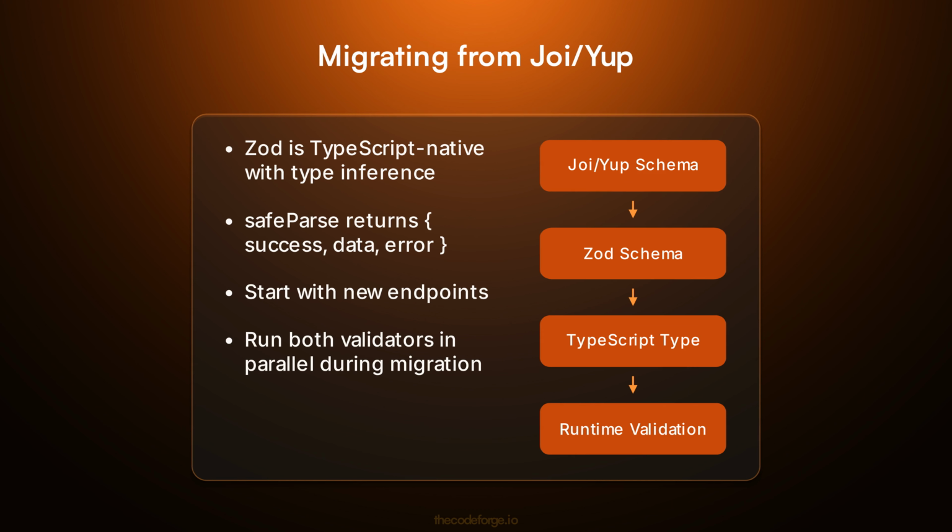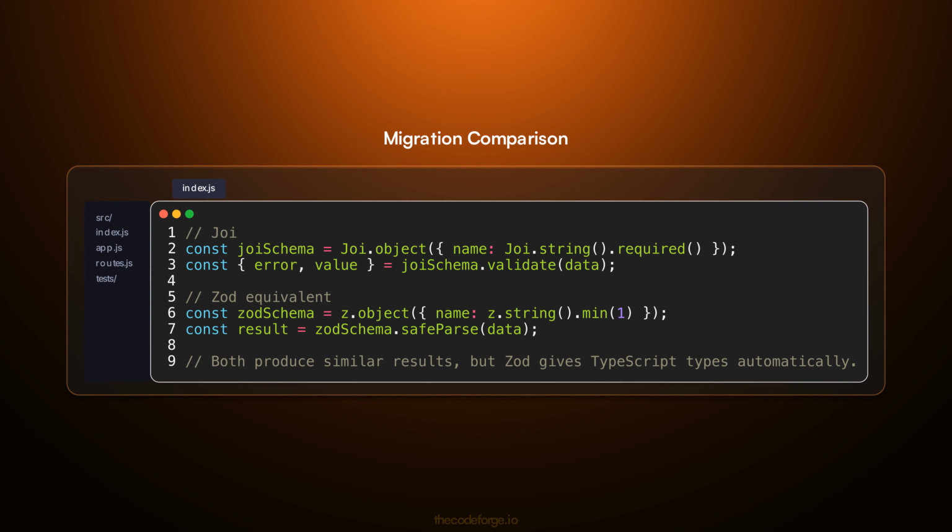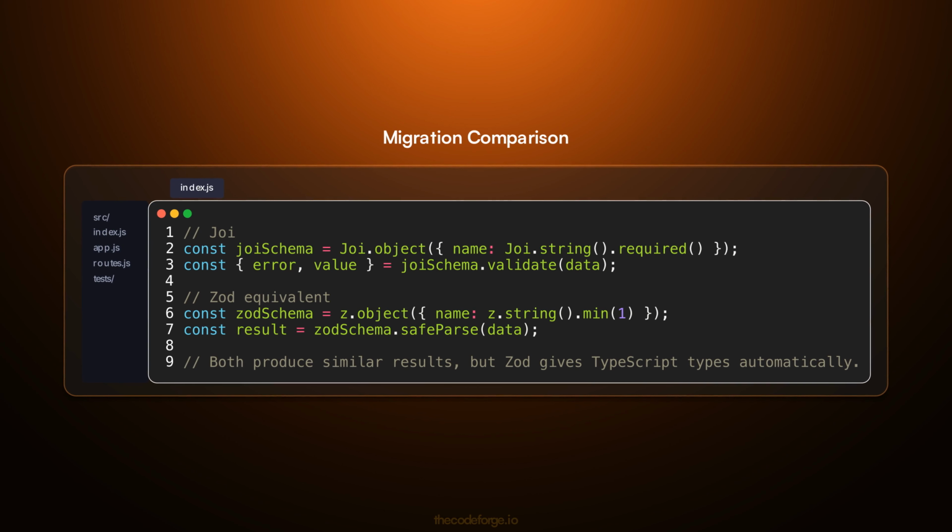Start with new features and gradually replace old schemas. The Zod equivalent is similar, but provides automatic TypeScript types. Note that Zod's min(1) rejects empty strings, while Joi's required allows them, catching latent bugs.